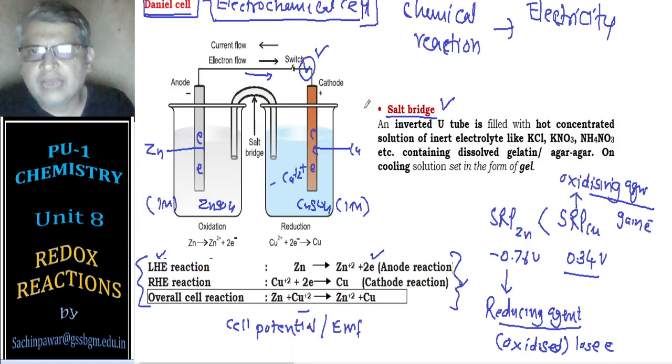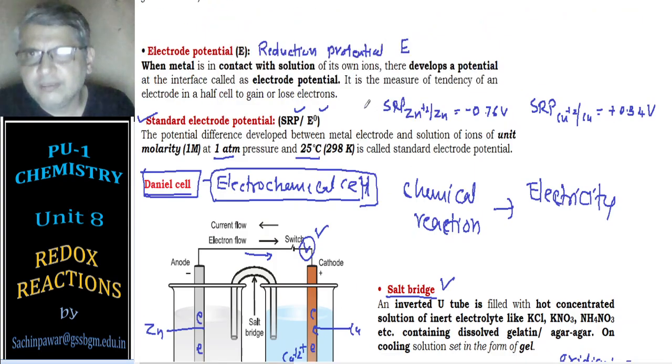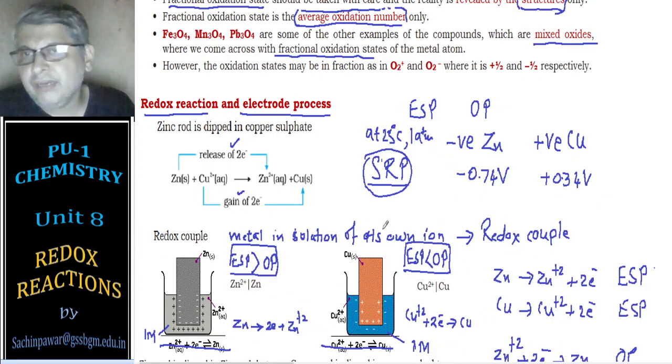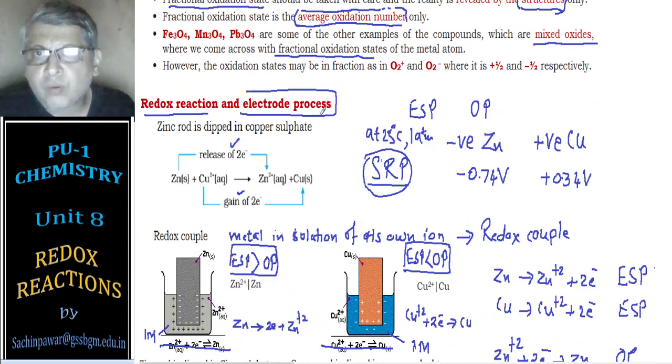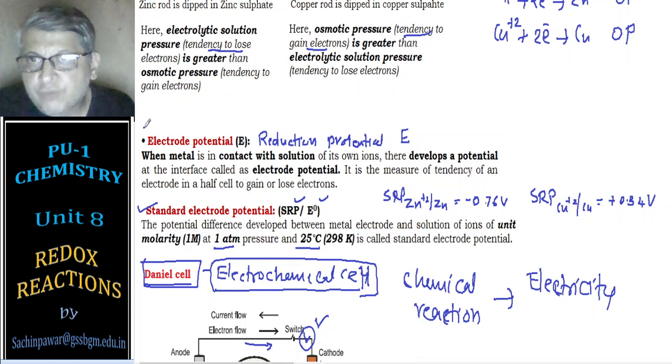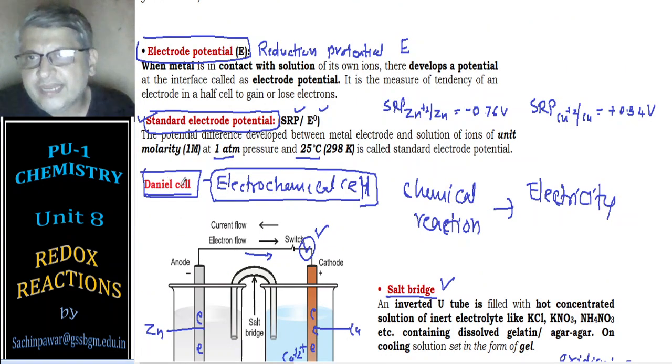So with this I conclude that my syllabus is over, and in today's session I have discussed the concept of why we have a fractional oxidation number. Then I have told you what is electrode process, what is redox reaction, what is a redox couple, what is electrode potential, how it is developed, that also I have explained. I have also explained what is standard electrode potential, and I have given you a brief idea regarding Daniell cell.